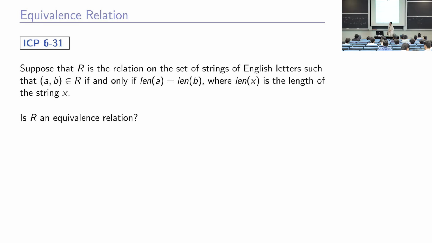Which one? This one? So, just read it. If two things are related, their lengths are the same. So, that means everything is related to itself. Every string has the same length as itself, right? So it is reflexive. And if x is the same length as y, then y has the same length as x. That's why if x, y is there, then y, x is going to be there, right? And if x has the same length as y and y has the same length as z, then x has the same length as z, right? So if x, y and y, z are in R, then x, z must also be in R, and that means this is a transitive relation. Reflexive, symmetric, and transitive means this R is an equivalence relation.